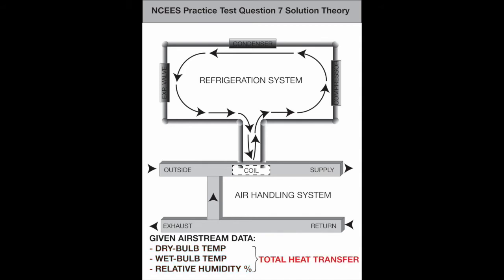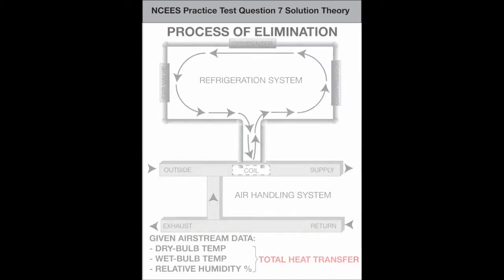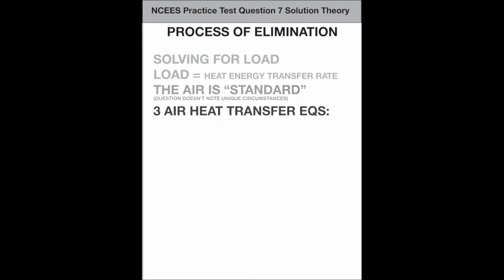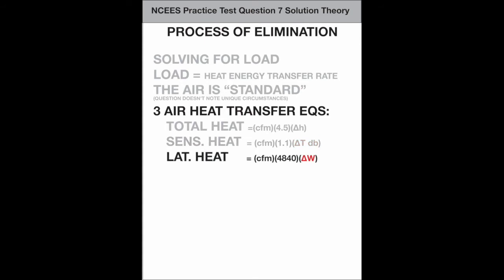If it's not obvious why this is a total heat transfer circumstance, consider a process of elimination. You're solving for load, which by definition is a heat energy transfer rate. The relevant data you have to solve for the load is all for the air. The air is standard. The three standard air heat transfer equations, which you should have memorized, are total heat, a change in enthalpy; sensible heat, a change in dry bulb temperature only; and latent heat, a change in humidity ratio only.